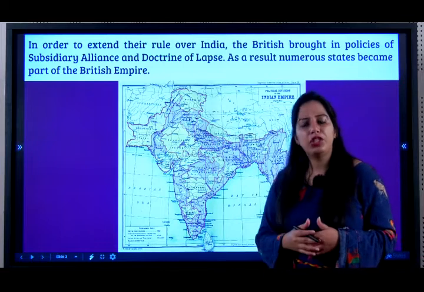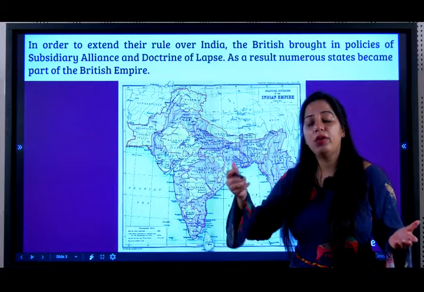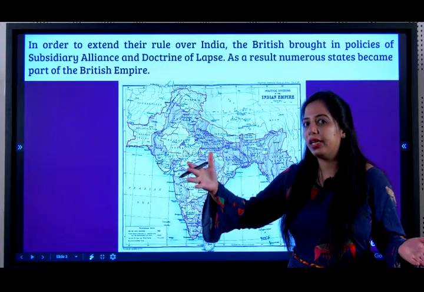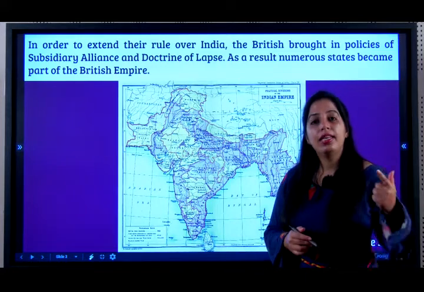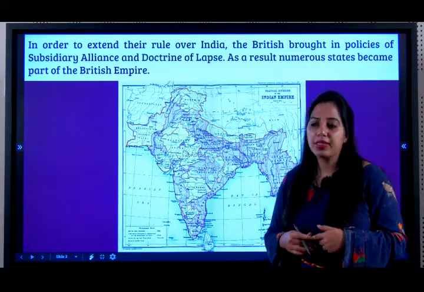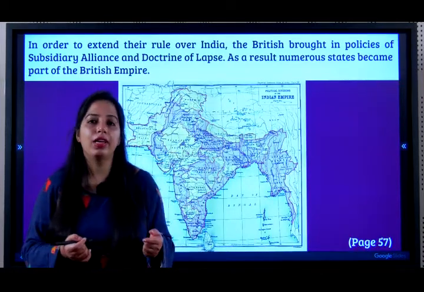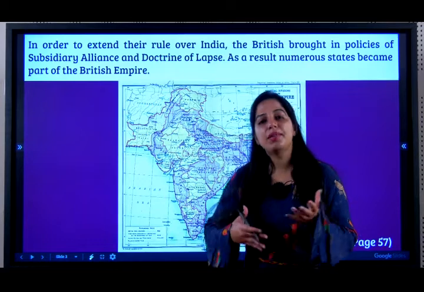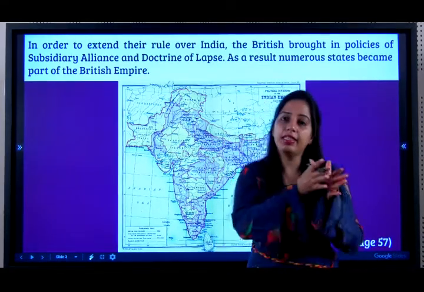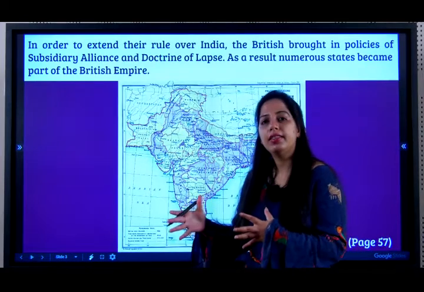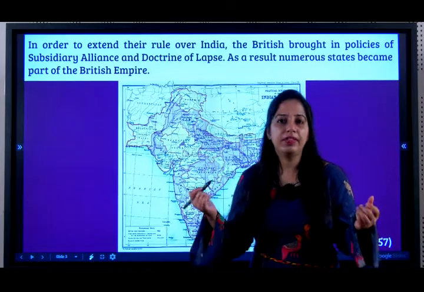So, what did the British do? We all have learned, they wanted to have political supremacy over the whole of India. So, they introduced subsidiary alliance. They introduced doctrine of lapse. A quick recap: what is subsidiary alliance and what is doctrine of lapse? Subsidiary alliance was a military protection agreement between the East India Company and the Indian states, the conditions of which we studied in the previous chapter.